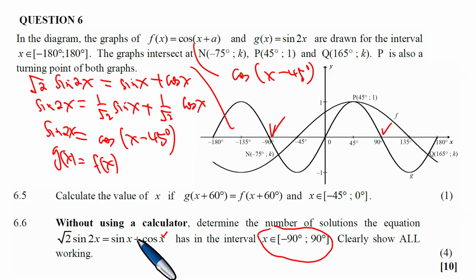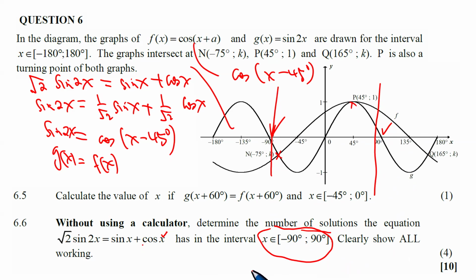Where are these two graphs equal to each other? And so you can see, between minus 90 and 90 degrees, how many points of intersection exist? The number of the solutions. If they say determine the number of the solutions, they need the points of intersection. The question is, how many points of intersection are there?